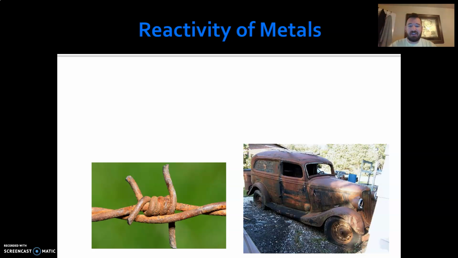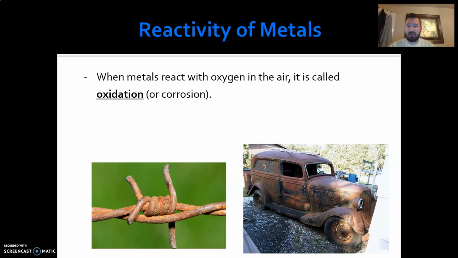Moving on to the reactivity of metals, right? We just talked about how metals often and easily react with water and acids. Well, they will also react with the oxygen in the air, and we call this process oxidation. You might have also heard of it as corrosion or as rust, but in chemistry class we will call this oxidation. So I would definitely put a star next to that term. This is something that you must know, and it will probably show up on your section 6 quiz someday.